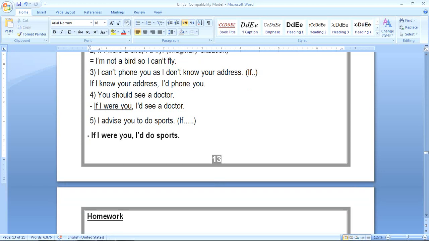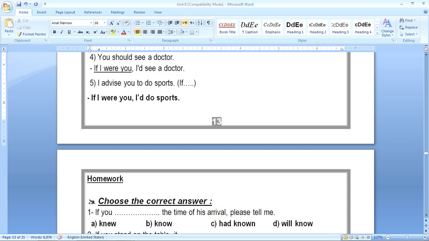Another example, example number 3. I can't phone you as I don't know your address. You are asked to use if. So you can say, if I knew your address, I'd phone you. Note that the verb is in the past form. But the fact is that I don't know your address, so I cannot phone you.